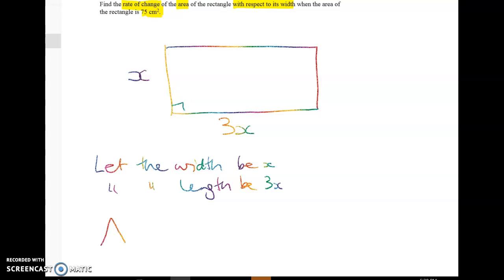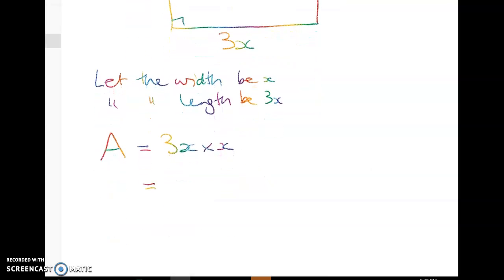That means that the area is going to equal the length times the width. So that'll be 3x times x. And that gives me an expression for area of 3x squared.